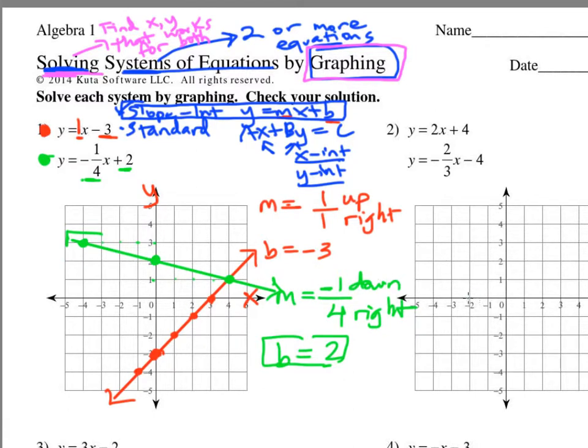So let's think about this. Again, to solve a system of equations, you want to find the x and y that works for both. So think about it. These are all the points that work for the green one. These are all the points that work for the red one. This one doesn't work for the green one. This one works for the green one, but doesn't work for the red one. There's only one place that works for both the red and the green, and it is right here.